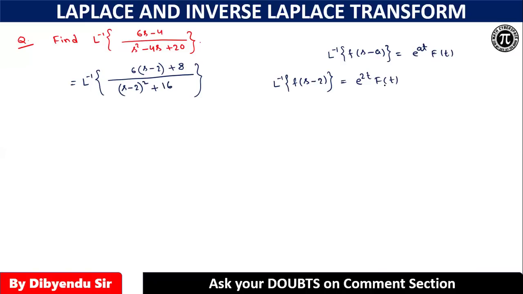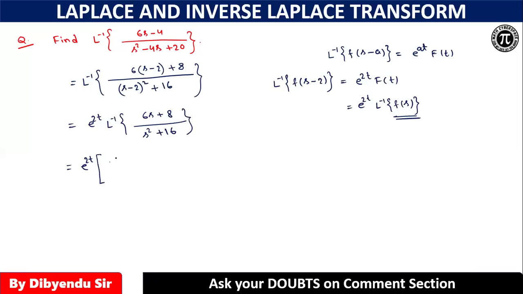But we don't know the value of f of t. So in place of f of t, you can write e to the power 2t Laplace inverse F of s. Yes or no? Laplace inverse F of s, this is our f of t. So in place of s minus 2, again you have to write s. So this is equal to e to the power 2t Laplace inverse, in place of s minus 2 we write s. So that will be 6s plus 8 divided by s square plus 16. Clear? So this is equal to e to the power 2t.